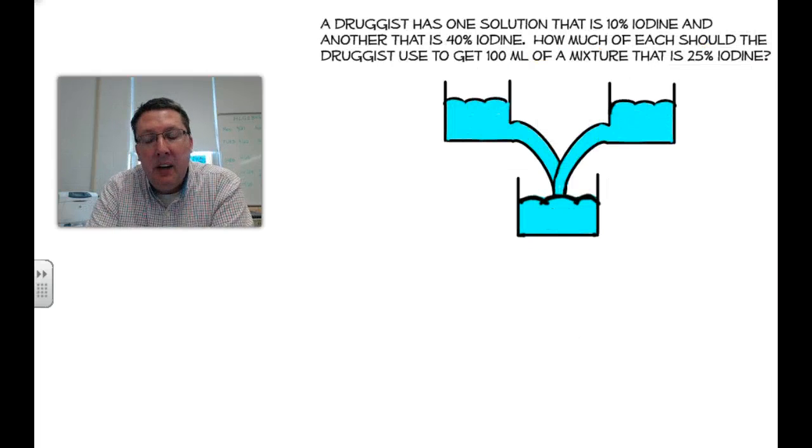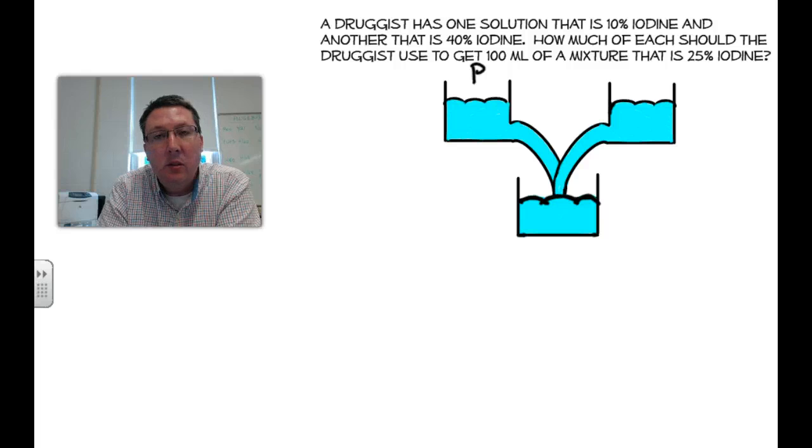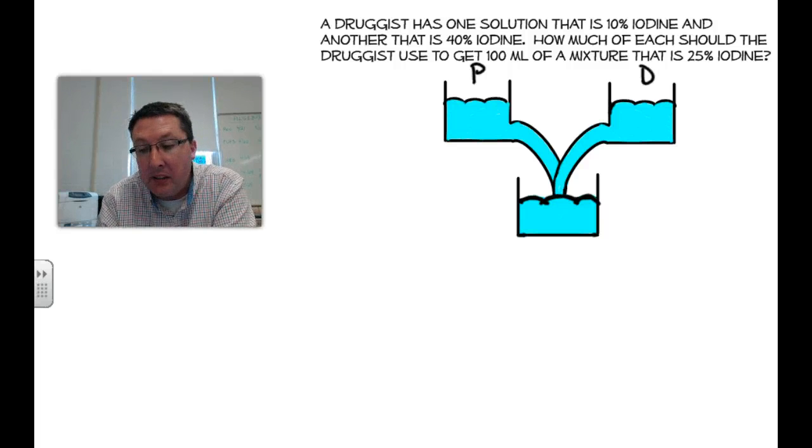Again, I have the diagram there. I think it visually helps you, but this time we have a druggist who has one solution that is a 10% iodine solution and another that is 40% iodine. How much of each should the druggist use to get 100 milliliters of a mixture that is 25% iodine? So again, we have our pouring solution and we have our dumping solution, and this is our total mixture. Call it mixture, you can call it total, whatever you want.